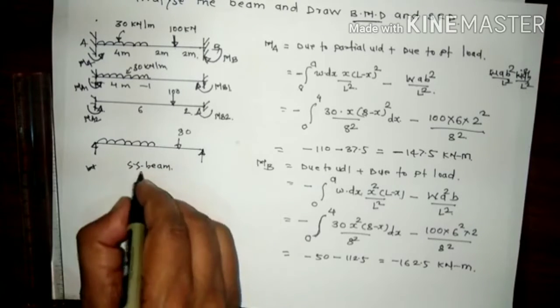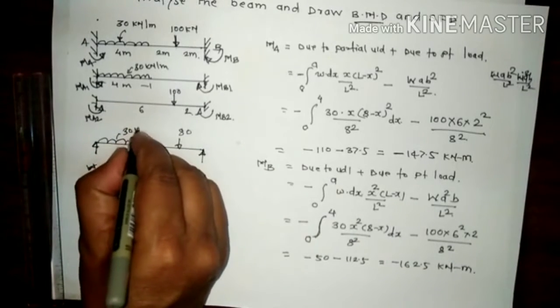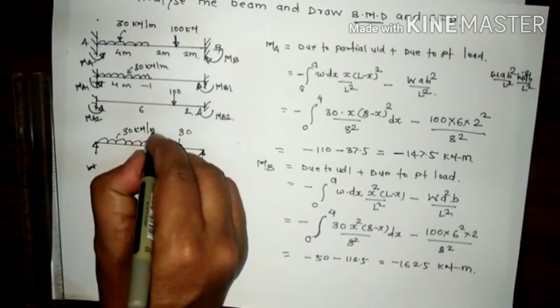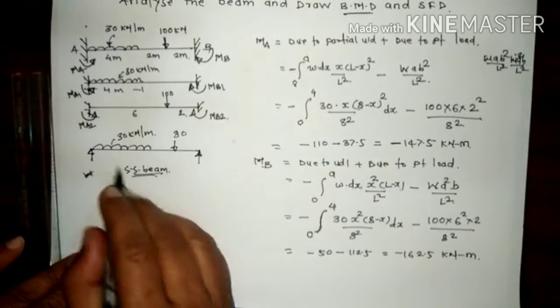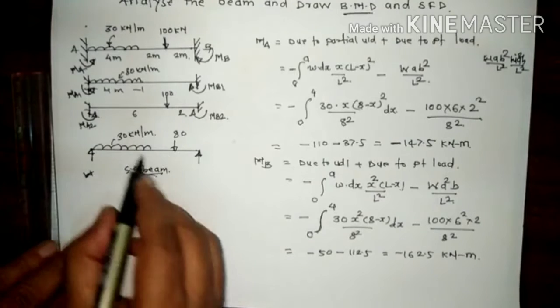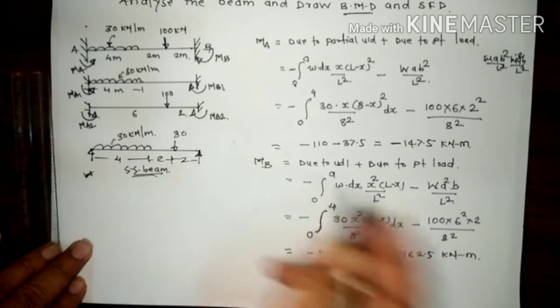This is used for the free BMD. So this is 30 kN per meter. Now if you find the reaction for this, 30 multiplied by this is 4, and this is 2.